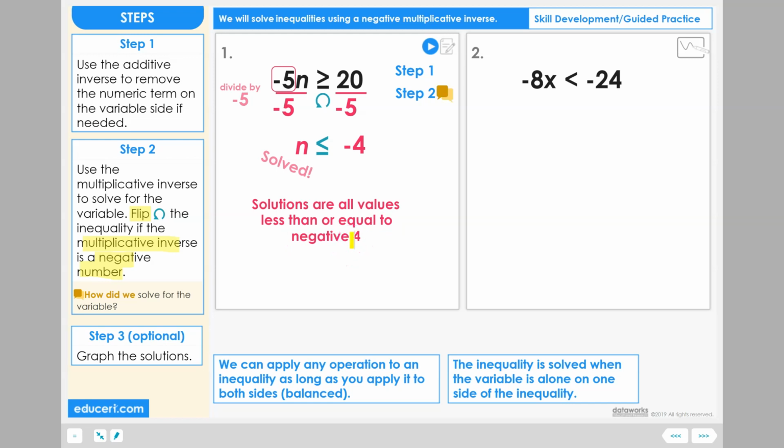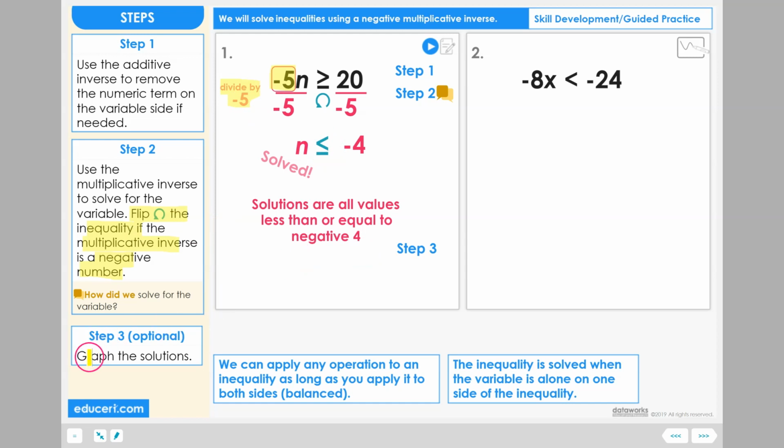How did we solve for the variable? To solve for the variable, we needed to use the multiplicative inverse on the coefficient of the variable n. This means that we had to divide both sides by a negative 5, and we now know that when we divide by a negative on an inequality, that will flip the inequality.